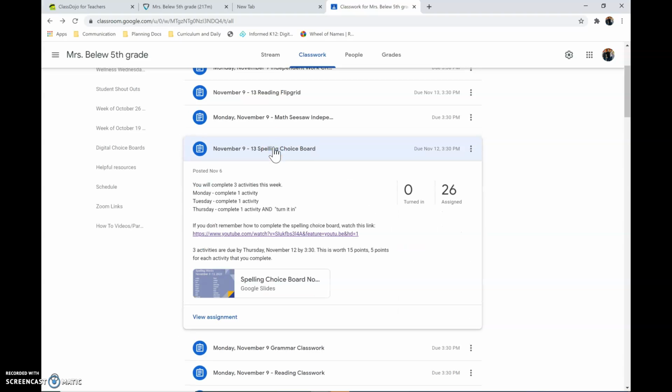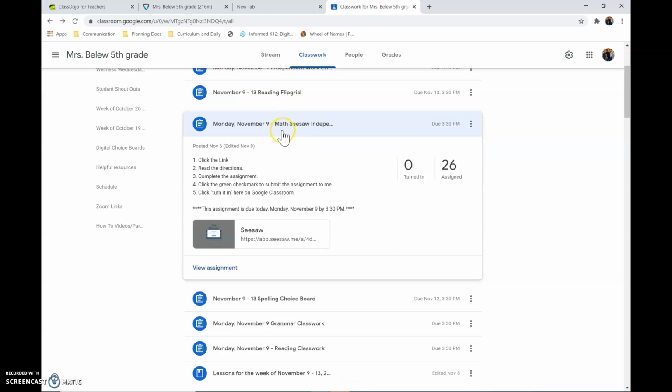So this is her spelling choice board, and if she clicks on it and reads it, it tells her when to complete it and when to turn it in. This is her math seesaw activity. Notice it says independent, meaning she needs to do this from 11:30 to 3:30. Again, very specific directions, the date and the time that it's due.